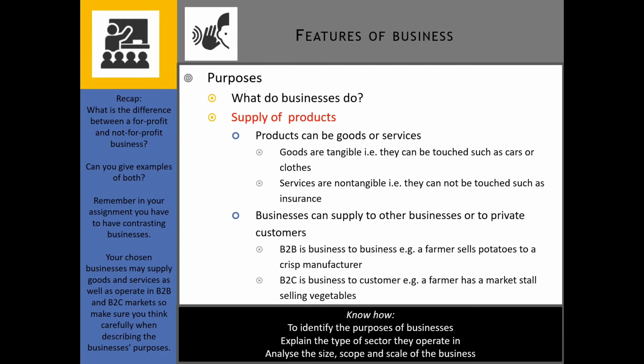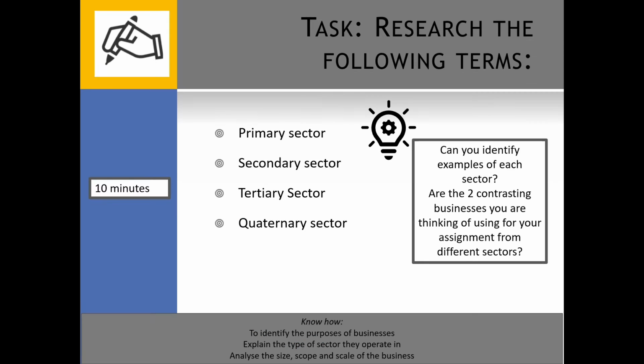Businesses can supply to other businesses and to private customers. We've got two types here, B2B and B2C. Business to business is where a business sells directly to another business. For example, a farmer sells potatoes to a crisp manufacturer, whereas business to consumer is business to customer. A farmer, for example, has a market stall and is selling vegetables directly to their consumers. So when you're doing your assignment or exam, think about examples of businesses you're doing and what category they come under. So here's a quick task if you want to complete this.